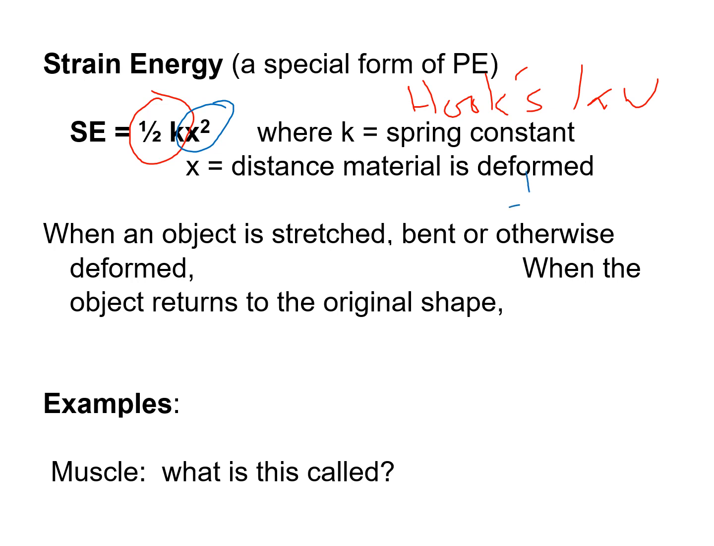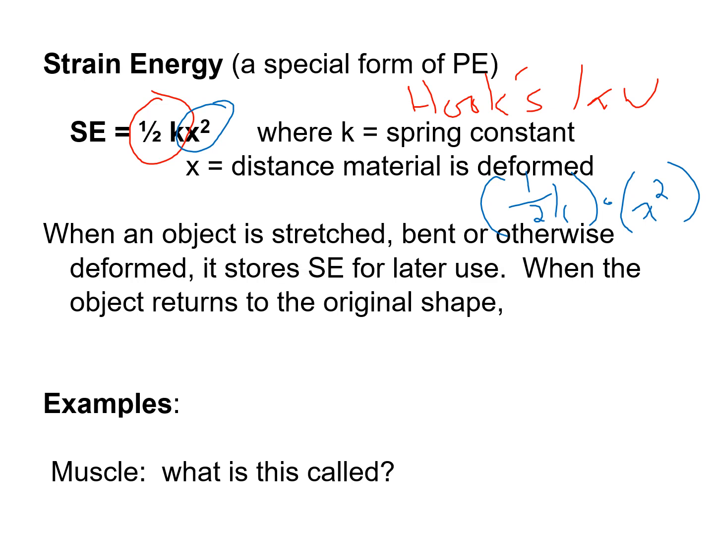Okay, so it's important to look at this. First, 1/2 of k times the distance of deformation squared. It's important to remember these orders of operation. So when an object is stretched, bent, or otherwise deformed, it stores strain energy for later use. When the object returns to its original shape, kinetic energy is released.